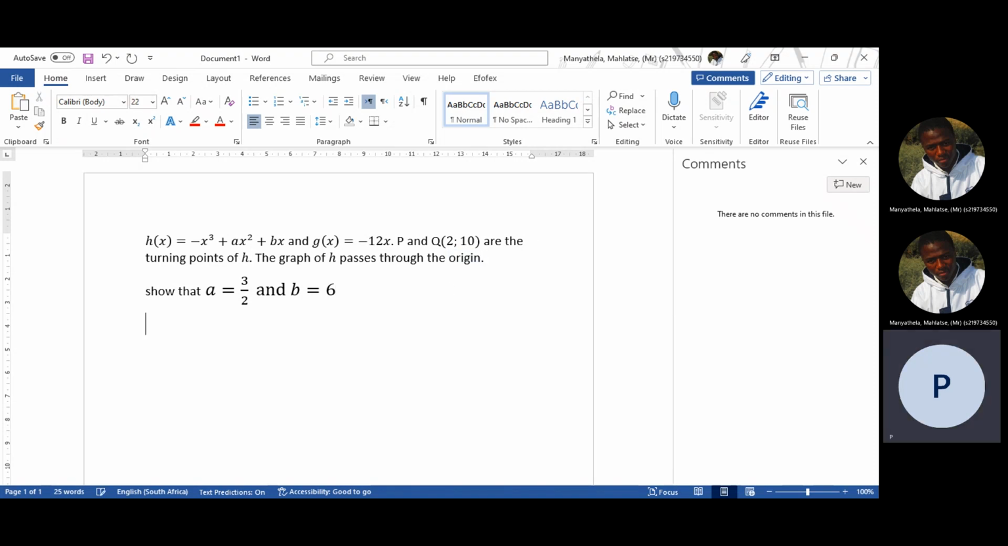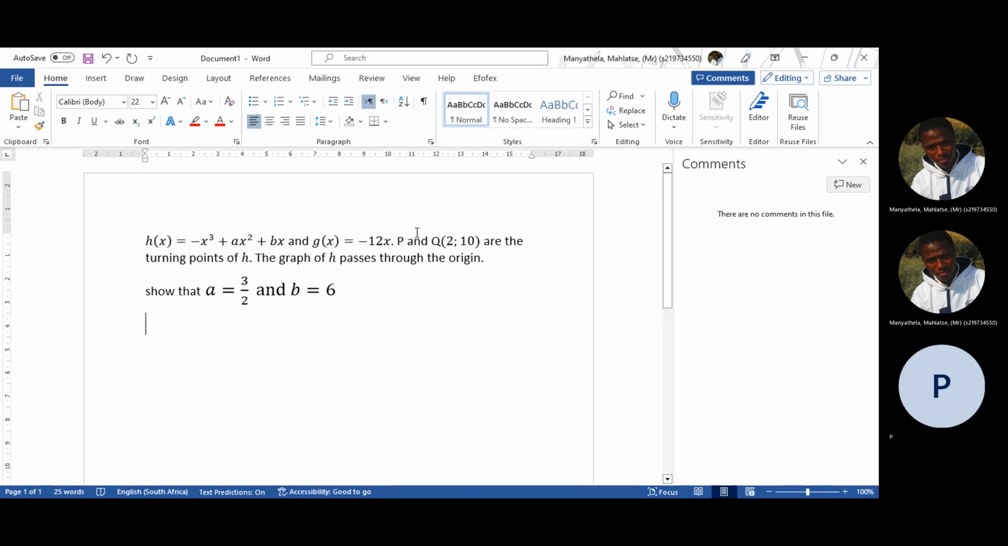When they're saying that the graph passes through the origin, it means that if you were to draw this graph, it will intersect the y-axis and the x-axis at 0. So let's show that a equal to 3 over 2 and b equal to 6, meaning that we are going to calculate these two variables.